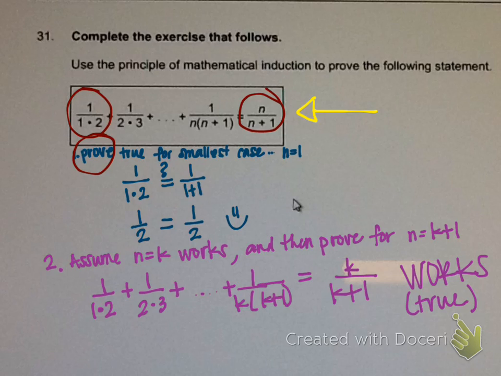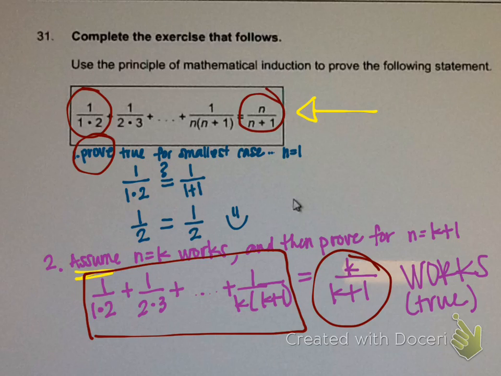And so I'm assuming that it works, because if I assume that this works and prove it for the next case, essentially I've proved it for all cases, starting with 1 and then continuing on to virtually infinity. Okay, so again, this works. This is true.